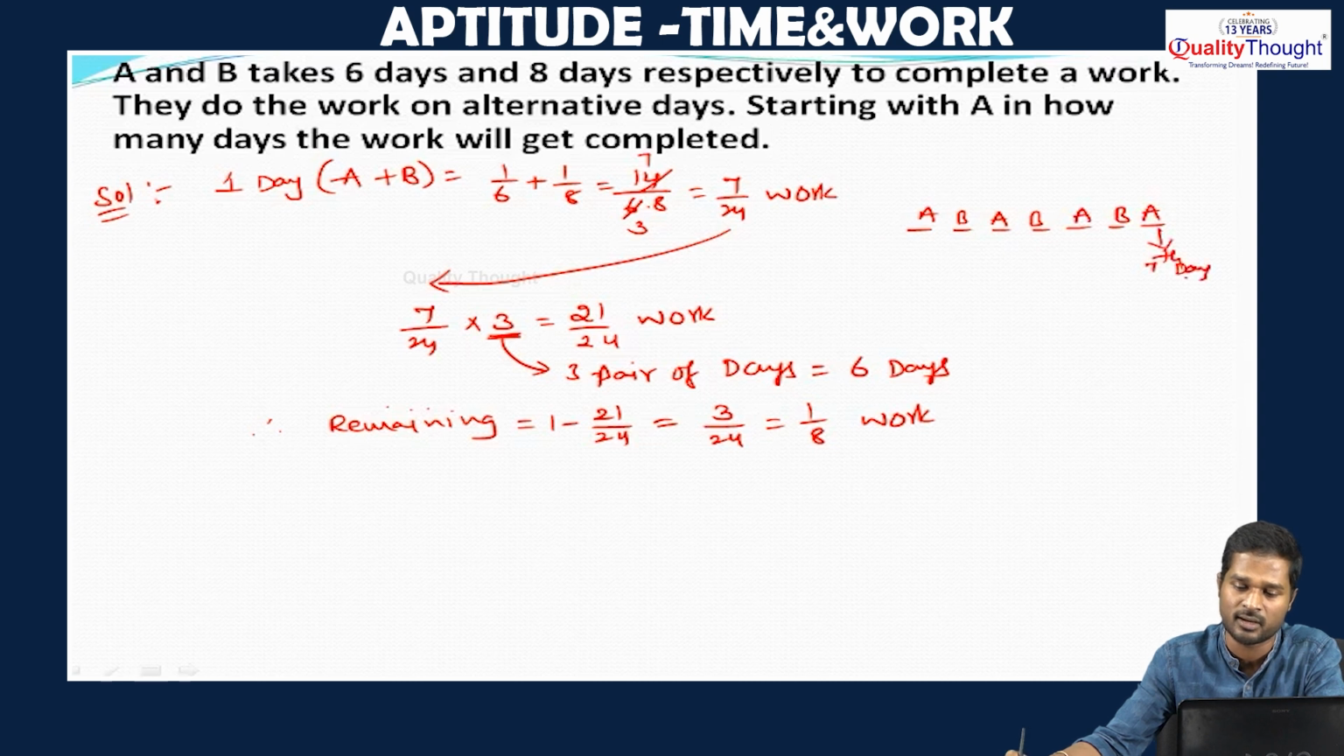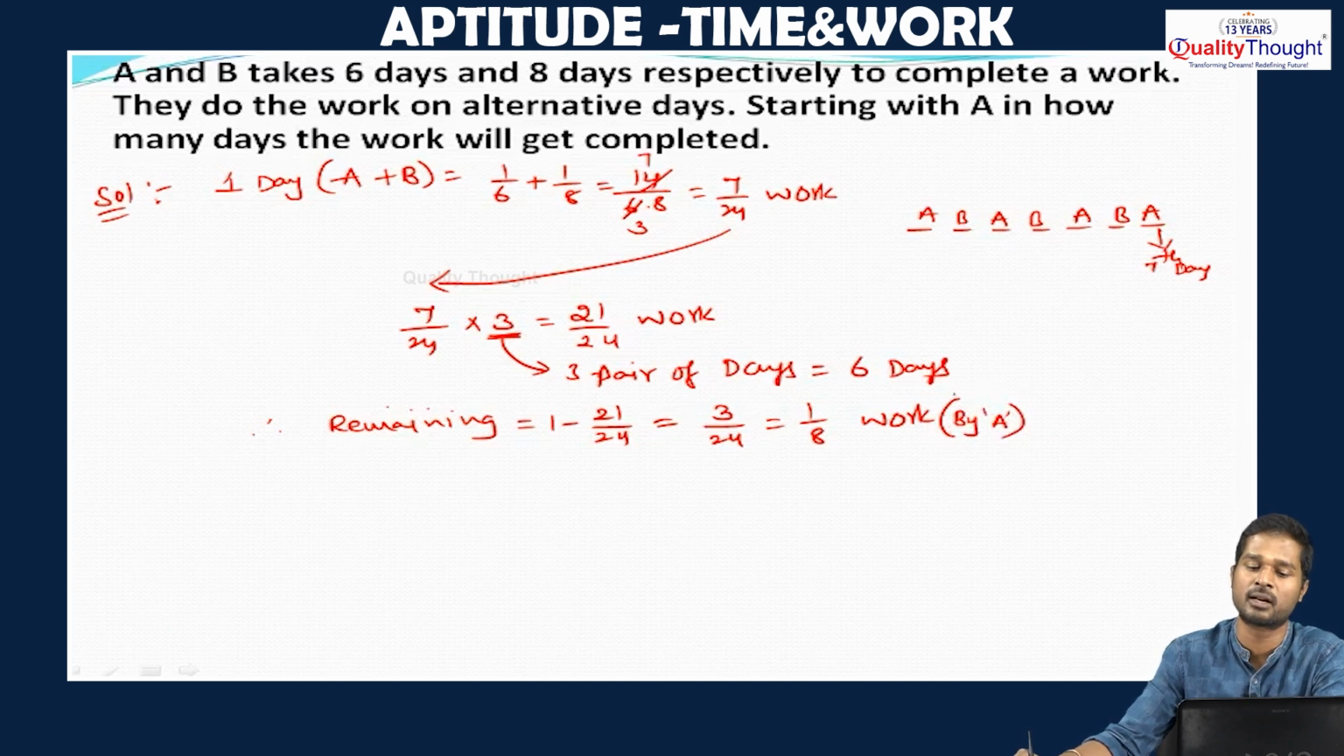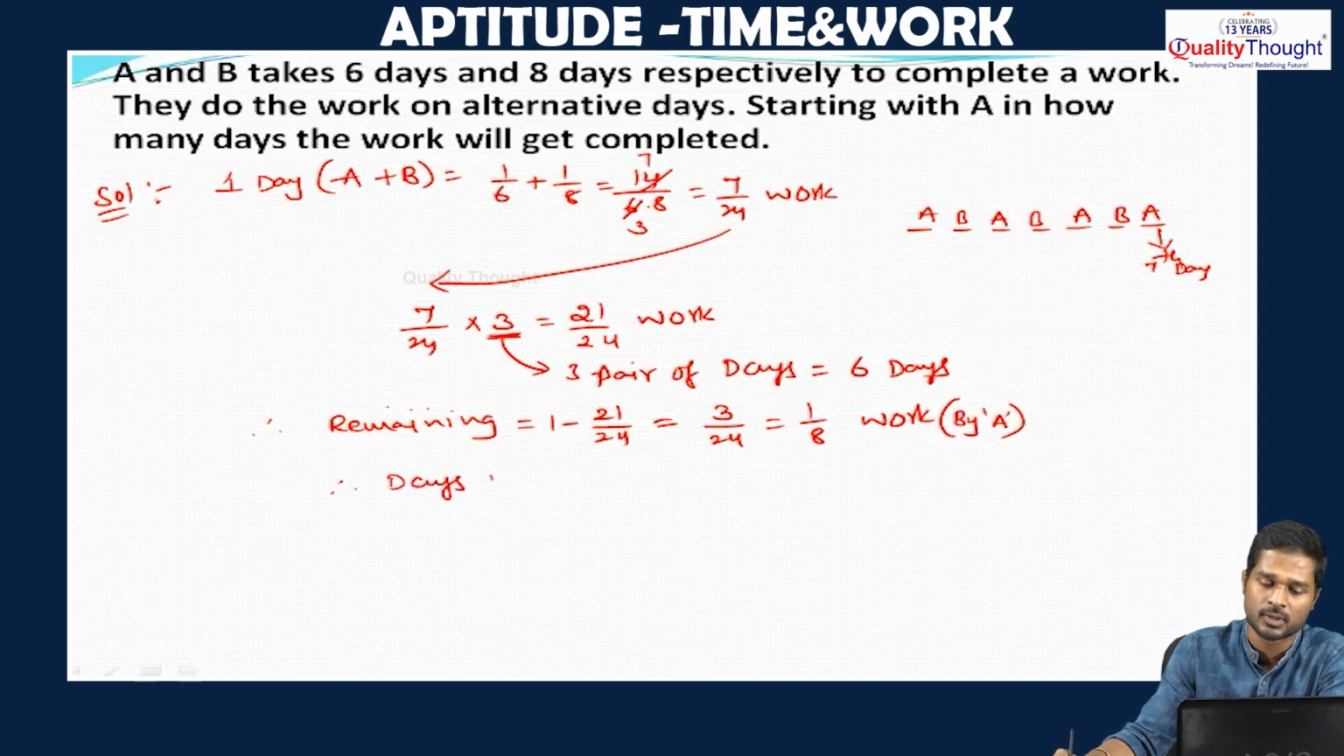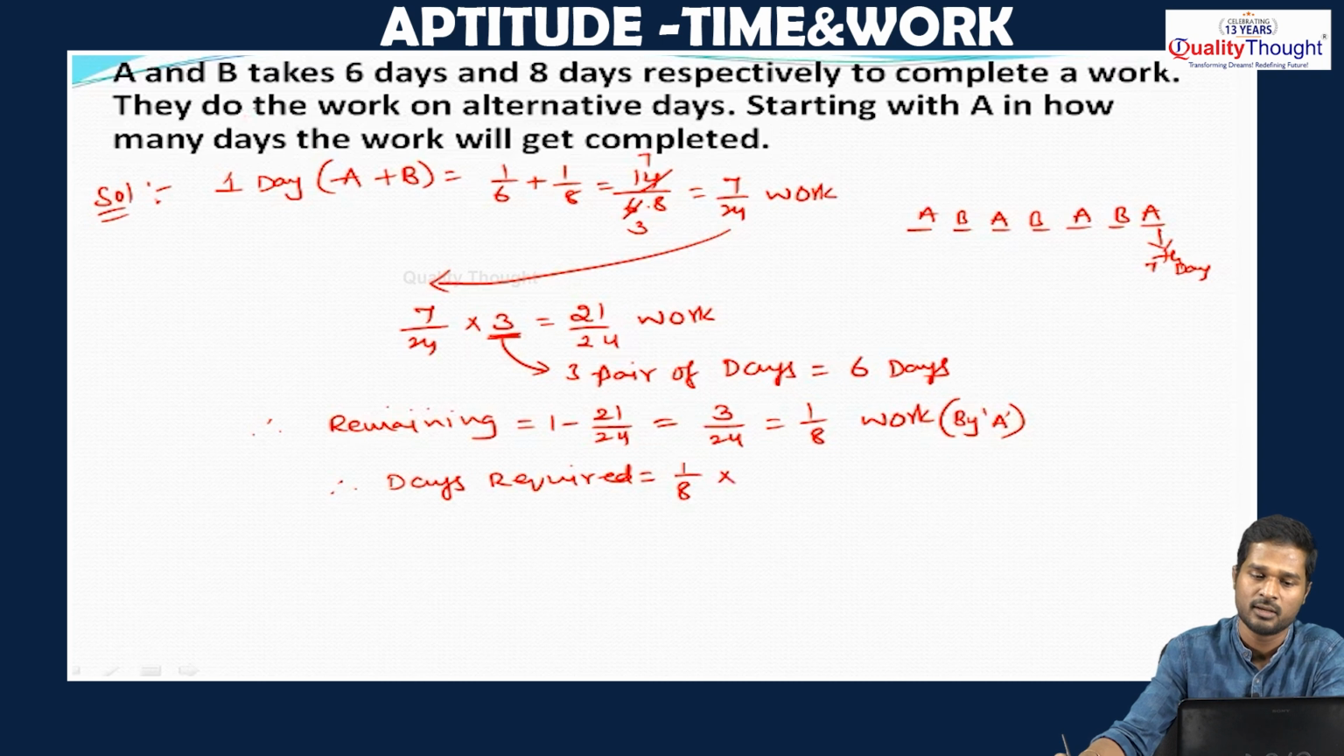So on the 7th day, A is the person who is going to work. So 1 by 8 of the work should be done by the person A, because he is the one who is going to work on the 7th day as they worked on alternate days. So the days required to complete 1 by 8 of the work is, the efficiency is 1 by 8, and A will take a total of 6 days to complete the work, that means 6.